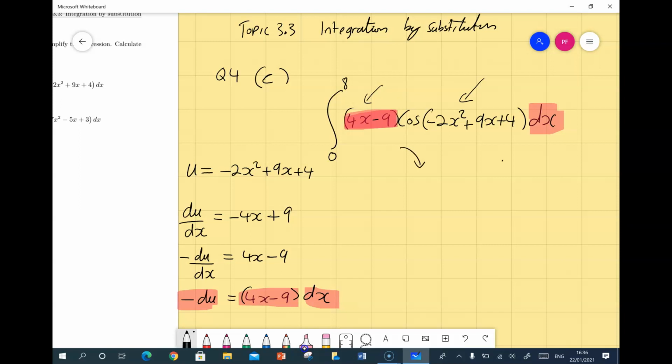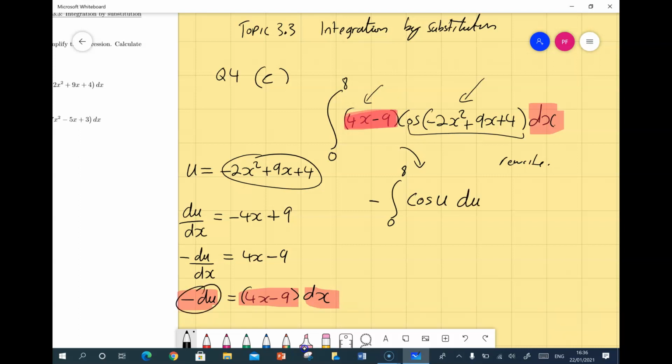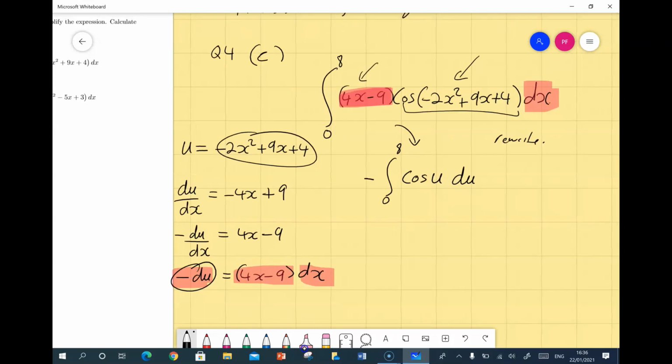So let's rewrite. Next step, rewrite. I've got my integral from 8 to 0. Just remember, you cannot put those limits in for u without doing conversions, but we're not going to do that. We're going to bring everything back in at the end and use them. So instead of cosine of minus 2x squared plus 9x plus 4, we can just write cos of u, because that's what u is. And instead of 4x minus 9 times dx, we can have minus du. I'll throw the minus out in front to make life easier. So now we want the negative of the integral of this.